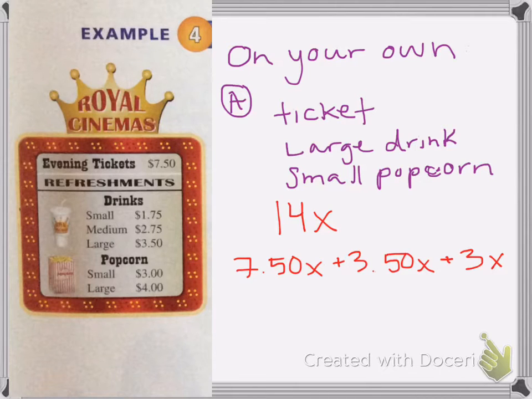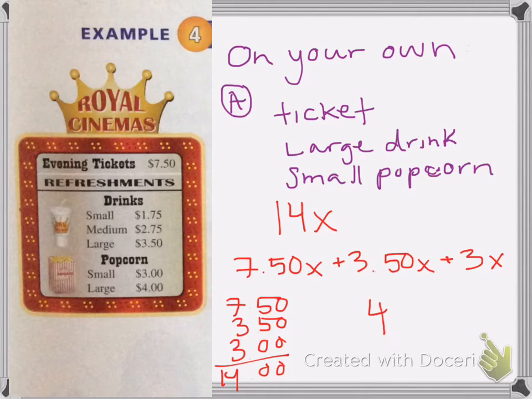Okay. And if you added all of those up correctly, 7.50, 3.50 plus 3, you should have gotten 14. And that is 14x. And then how is it different? It's different by 25 cents. Awesome job. Okay, now let's go ahead and do our classwork.